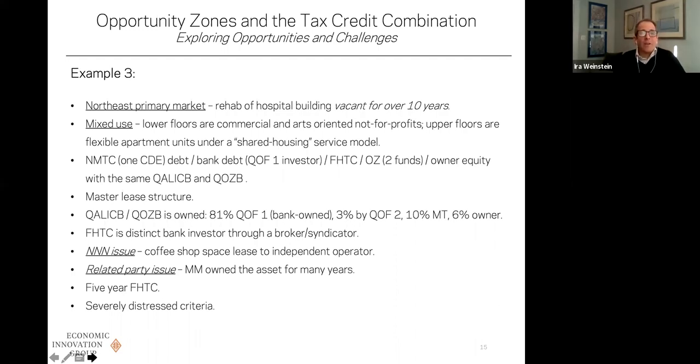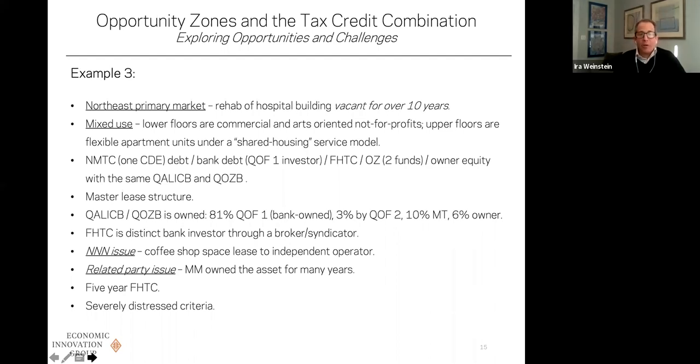There were 2 different investors here. One was the new markets investor through one CDE, and that was a distinct investor from the Federal Historic. The OZ had 2 funds participating. And in this case, again, the Qualic B and the QOZB were one and the same. This was also done in a master lease structure. And as you can see, the percent ownership was split up amongst the 2 QOFs and the master tenant itself as well, which was where the Federal Historic came in, as well as the sponsor of the project had some ownership. There was also here a triple net issue that had to be contended with, and the coffee shop lease was the way it was done.